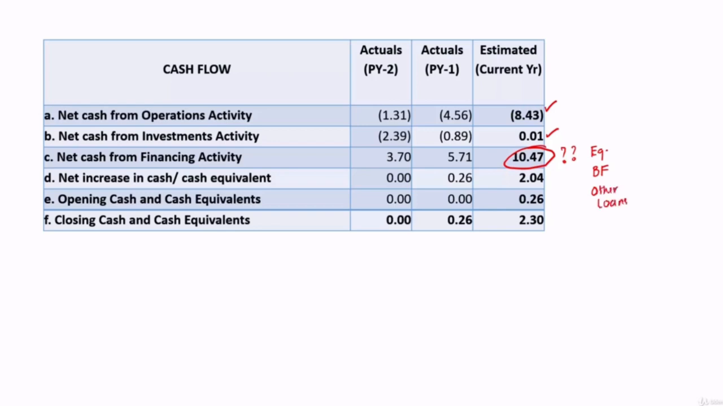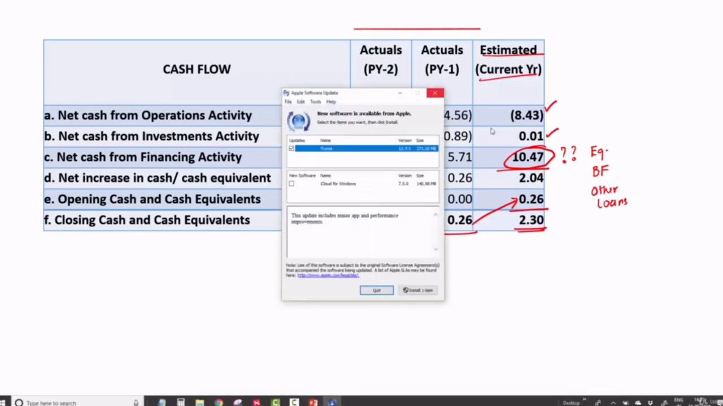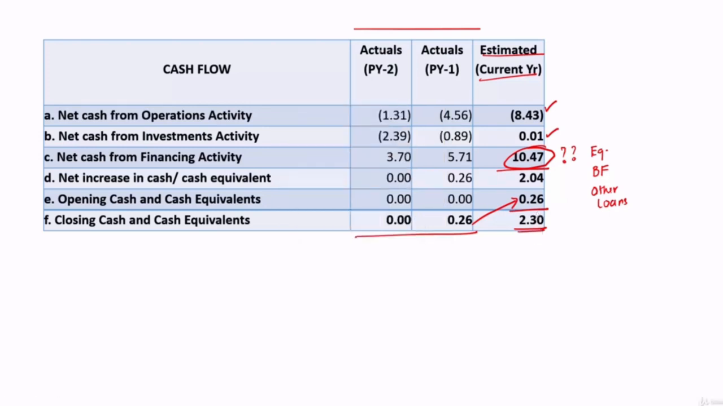So all those have to be listed out here, and eventually if you total this, they will have 2.04 crore cash generated during the year. With that, if the opening balance is added, closing will be 2.3. Now this is only an estimate, it may or may not happen, but it should be as realistic as possible. But these two are actuals, and the reasons for the deviations or higher levels all have to be explained. Okay, so this is how we typically analyze cash flow statement in loan proposals.